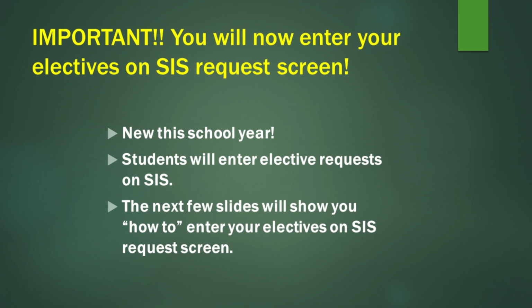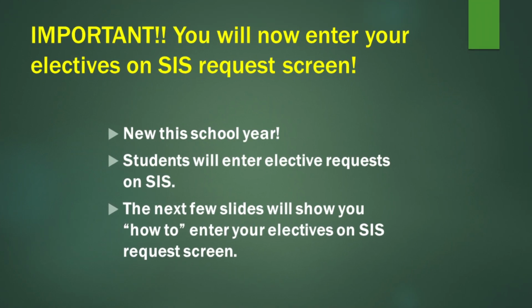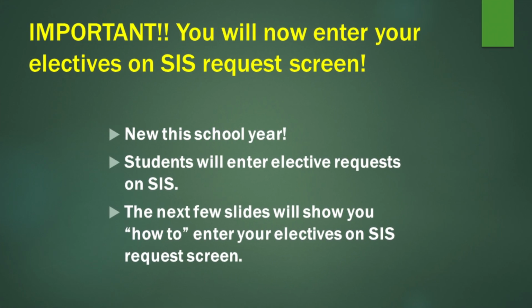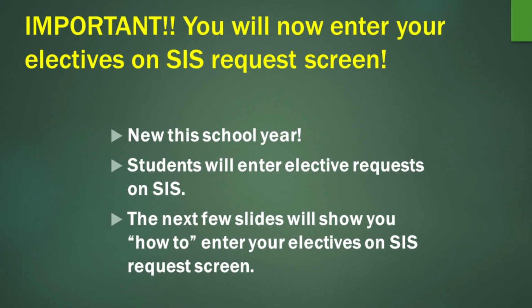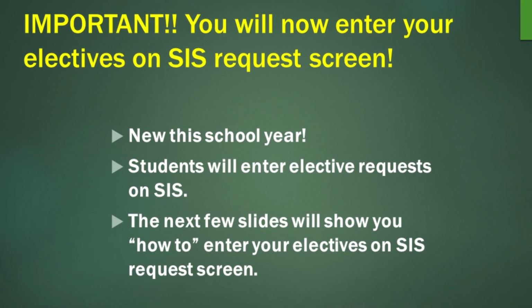The course selection sheet process will look a little different this year. You will log on to SIS and enter your elective choices on your request screen. The next few slides will show you in more detail how to do this.